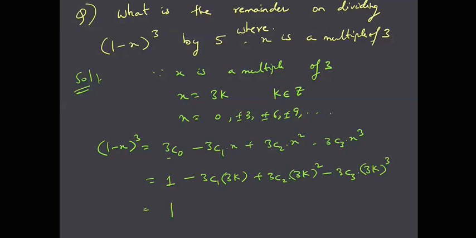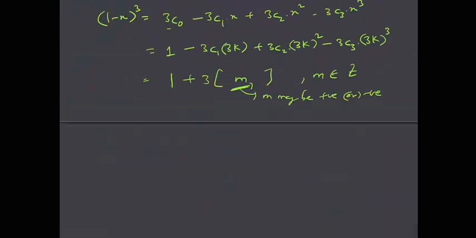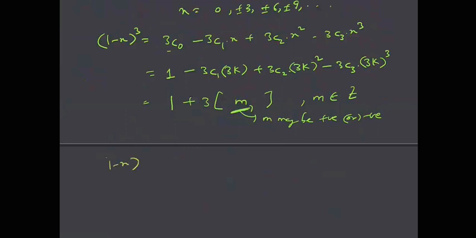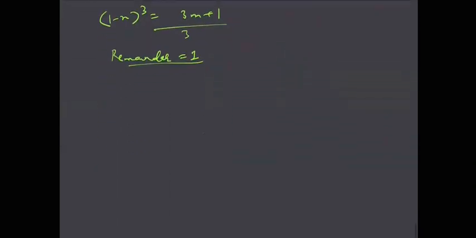So this is again 1 plus 3 into some integer. This integer may be positive or negative, that doesn't matter, but this is 3 into m where m is an integer, because in everything 3 is common, and you'll have minus 3c1 into k plus 3c2 into 3k square left over if you take 3 common. So this is 3 into m, where m is an integer. Then 1 minus x cube is also 3m plus 1. So if you divide this by 3, the remainder will be 1. Fine, is it clear? Yes, I hope this is clear.